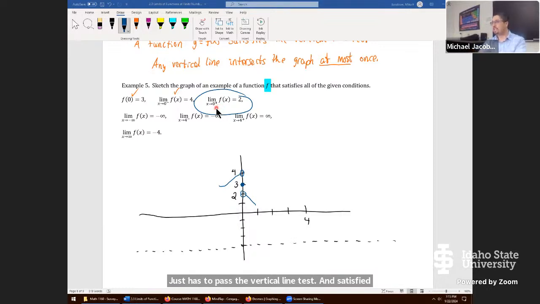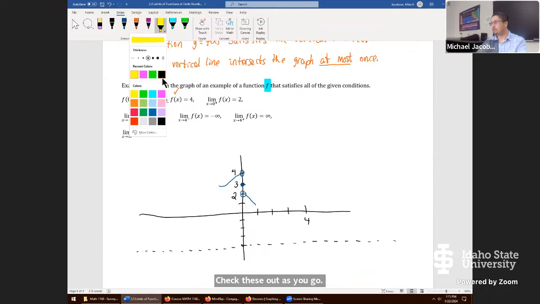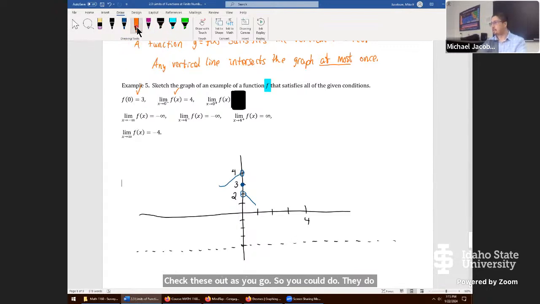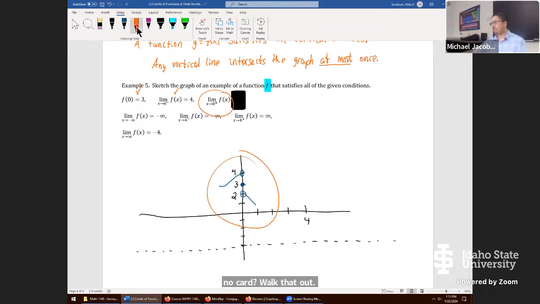And as you do these, it's a good idea to check these out as you go. So you could maybe use a note card, block that out. Look at the limit again and look at your graph. We're coming in from the right. Well, that means we're over here. We're getting closer and closer to a 2.